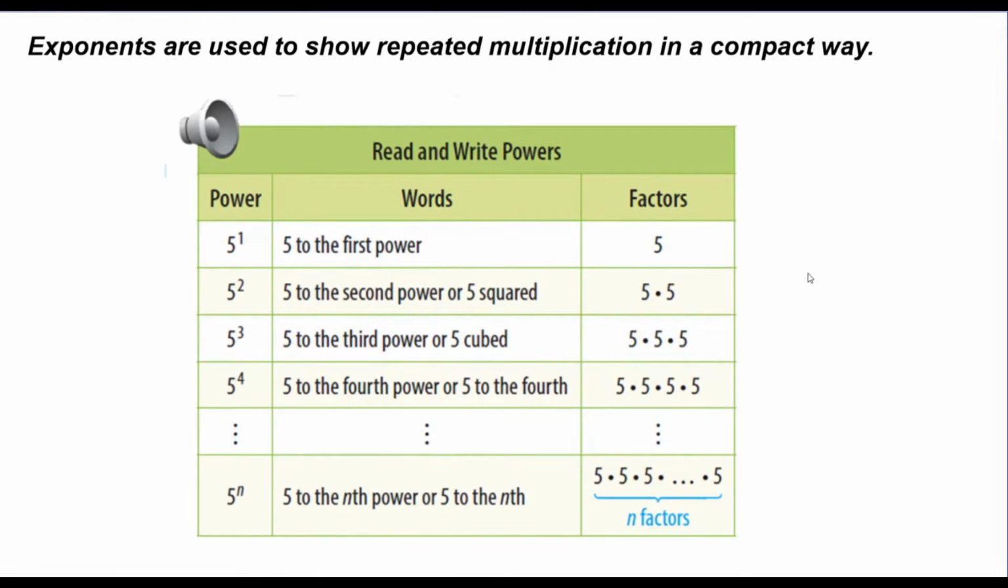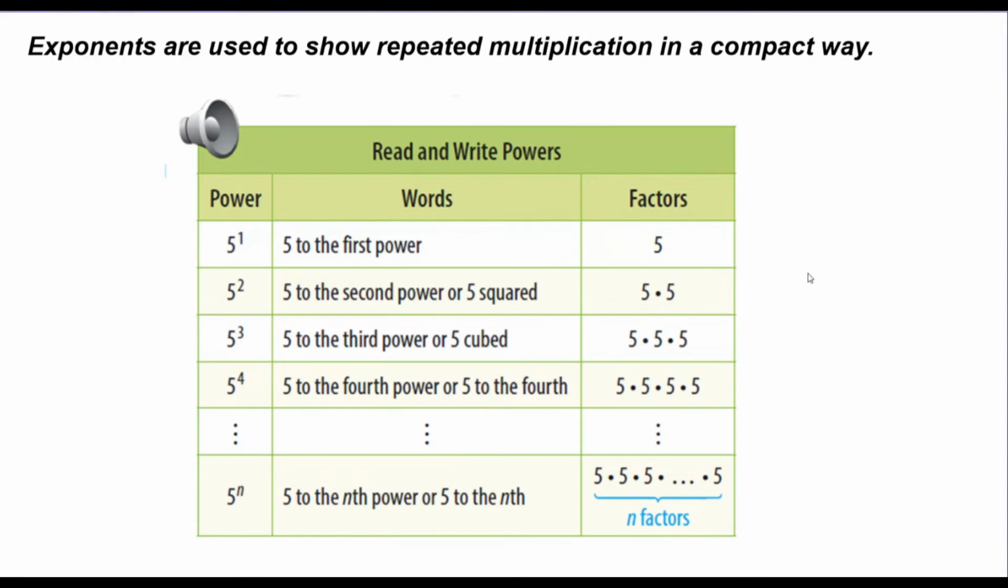So how do we write and how do we say these expressions that contain exponents? They're used to show repeated multiplication, but in a compact way. So 5 to the first power is 5 with an exponent of 1. 5 to the second power has an exponent of 2, or sometimes we say 5 squared. If the exponent is a 2, we can say squared. 5 to the third power is 5 with an exponent of 3, or sometimes we say 5 cubed.